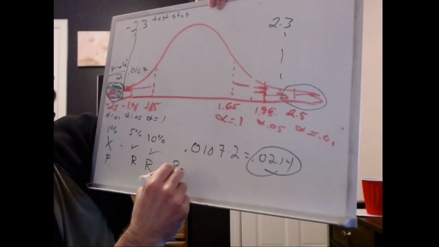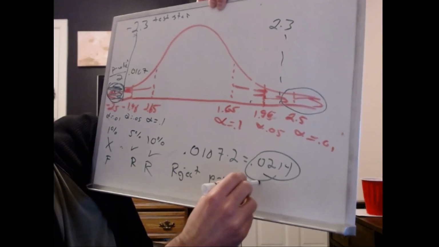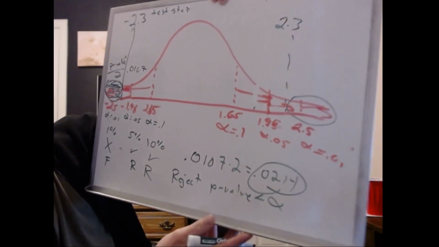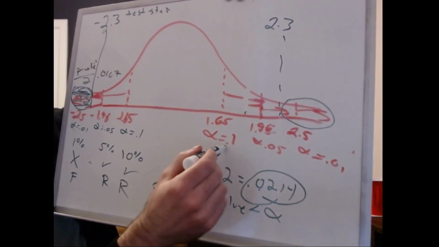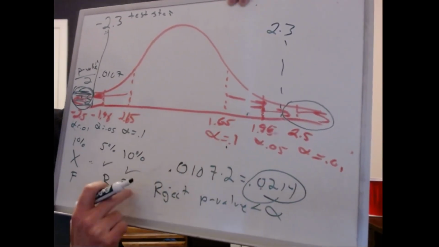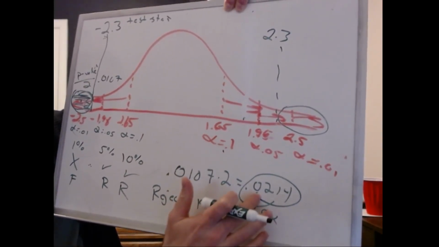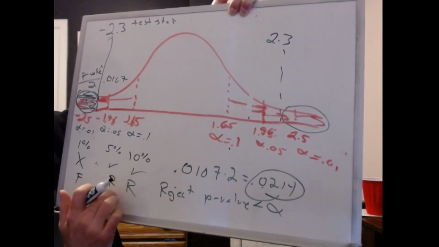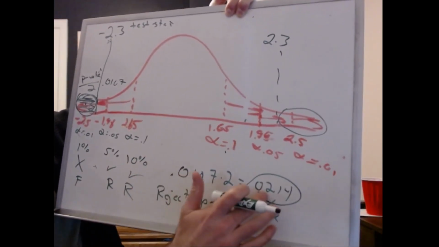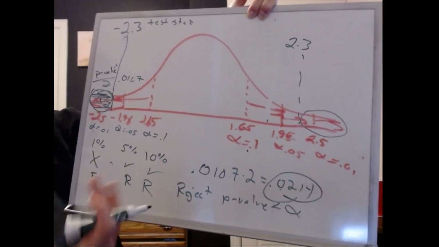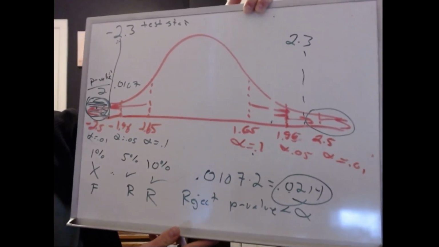We only reject if the p-value is less than alpha. So which alpha values is this less than? Well, is it less than 0.1? Yep, so we would reject at the 10% level. Is it less than 0.05? Sure enough. So we reject at the 5% level. Is it less than 0.01? No, so we would fail to reject. Right? So it leads us to the same rejection decisions. Okay?